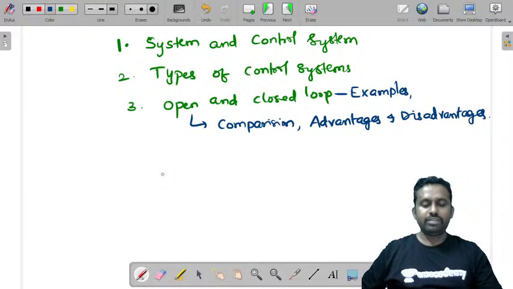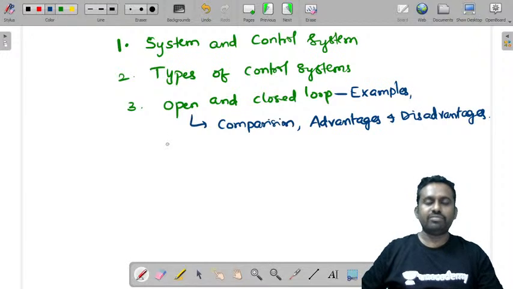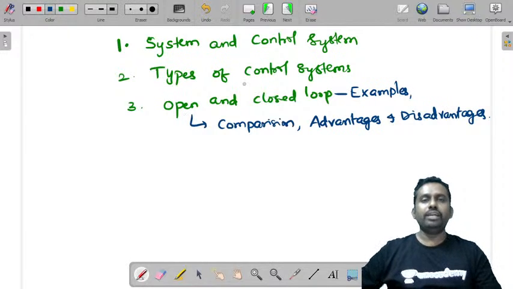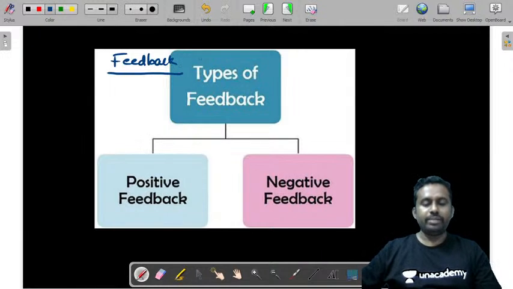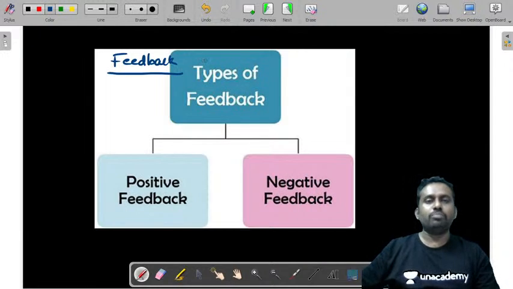So you can expect one question from this. What are the different types of control systems? What is open loop control system? What is a closed loop control system? What are the examples of that? And what is the comparison between open and closed loop control systems? What are the advantages and disadvantages of open and closed loop control system? Next, we have been seeing the difference between open and closed loop control system was the feedback. So what is a feedback and what are the types of feedback? This is what is our next topic of interest.